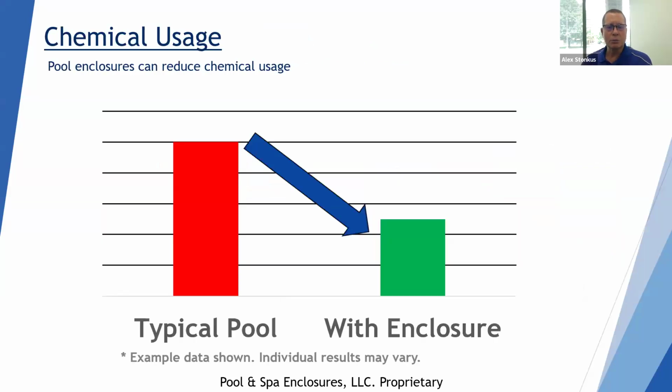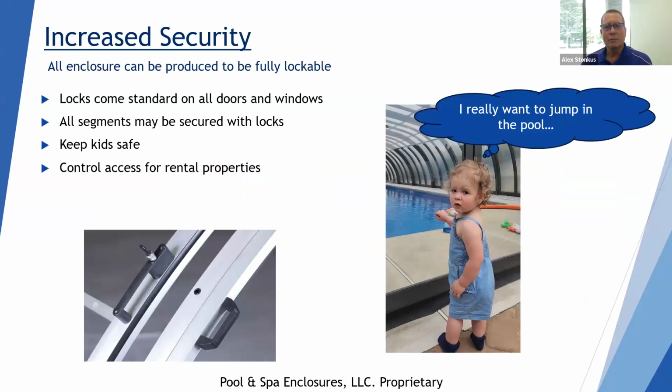Chemical usage: our customers are telling us typically they're spending about 50% less in chemicals. One of the worst things for your pool is the sun burning your chlorine at the same time as having your pool exposed. You get acid rain, you get leaves and debris, you're changing your balance, your pH, and so on. So having the enclosure keeps the outside elements out, hence reducing the chemical usage.